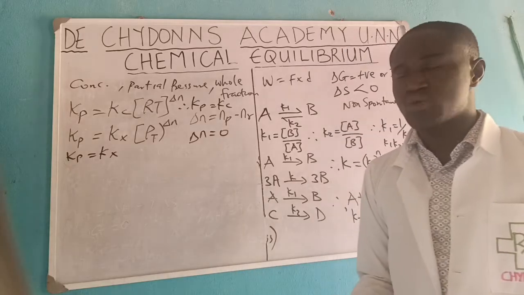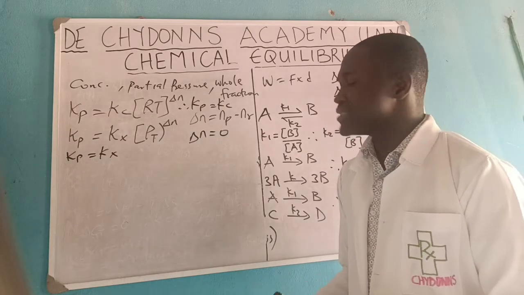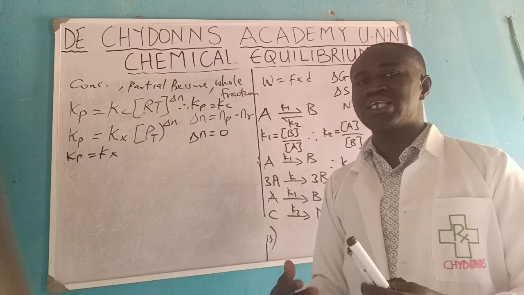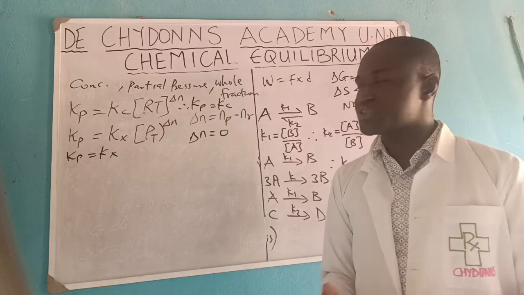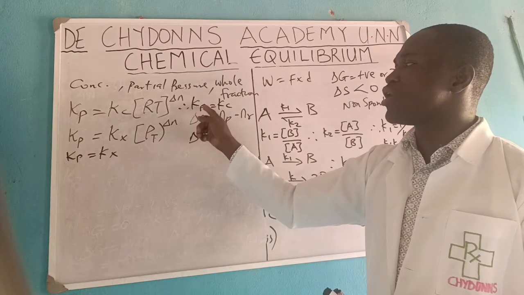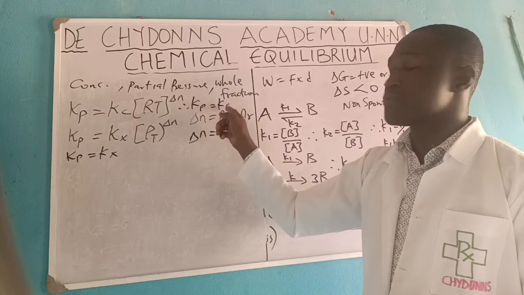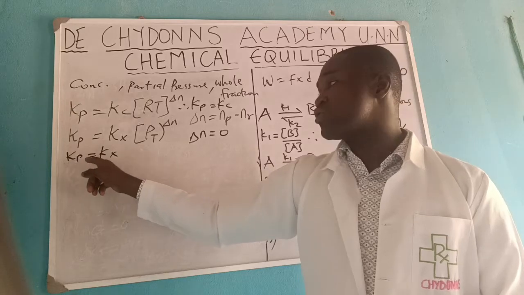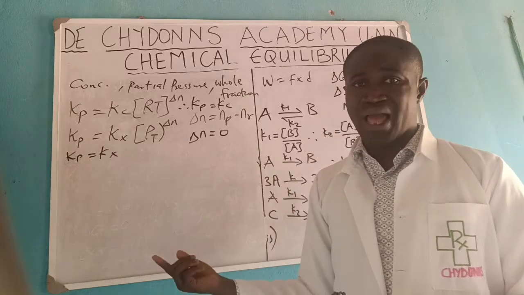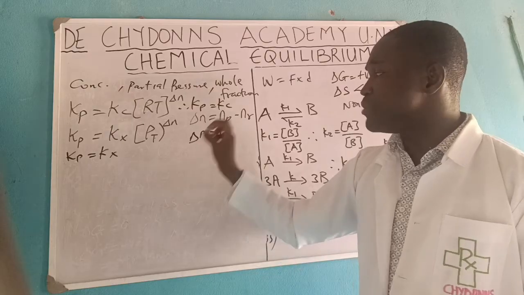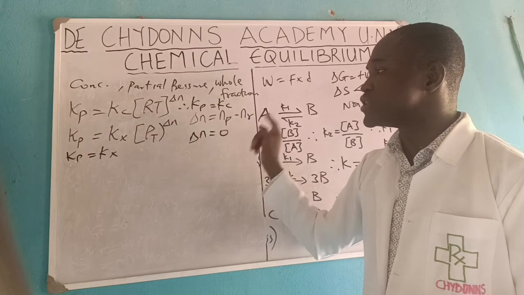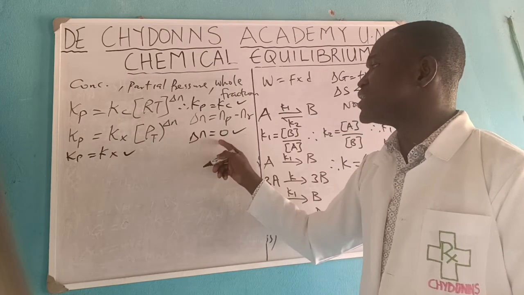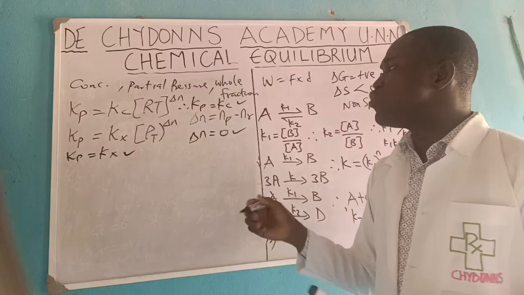So they can ask you, when the change in number of moles of a reaction is equal to 0, what happens? You try to tell them that the equilibrium constant of the partial pressure must be equal to the equilibrium constant with respect to concentration. Then the equilibrium constant in partial pressure must be equal to the equilibrium constant with respect to what? Mole fraction. Are you getting it? That is what it means when change in n is 0. So please note this condition. It occurs when change in n is equal to 0. What do we mean by change in n?